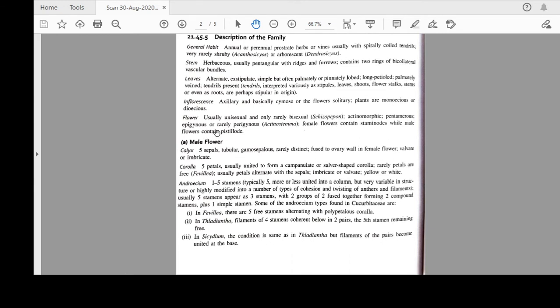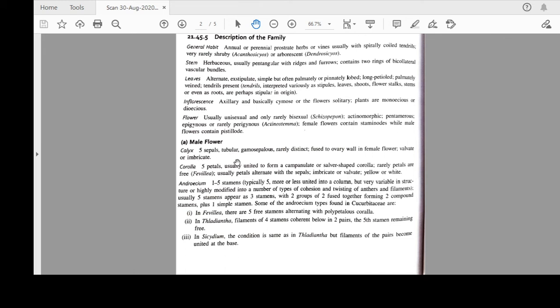Flower is usually unisexual and rarely it is bisexual, as in Schizopepon. They are always actinomorphic, pentamerous, epigynous, or rarely perigynous. An example is Actinostemma, where the flower is perigynous. Female flowers contain staminodes while male flowers contain pistillode. Now we'll discuss the male flower first.